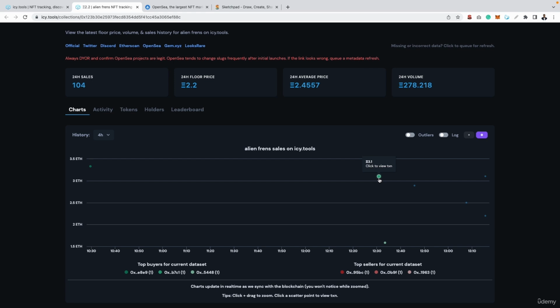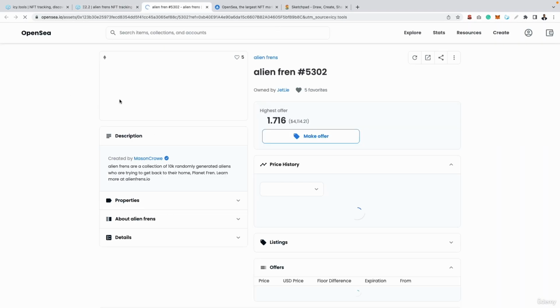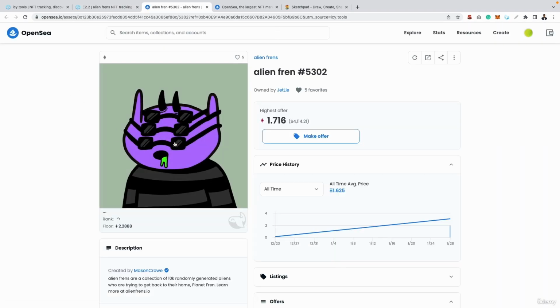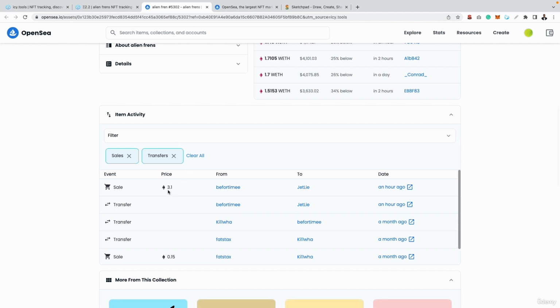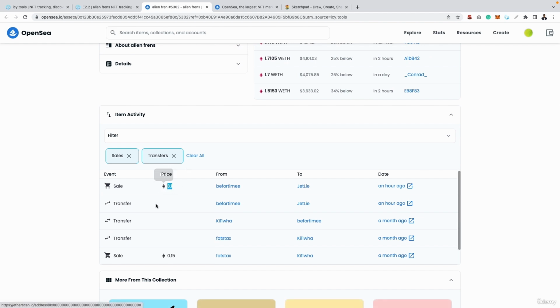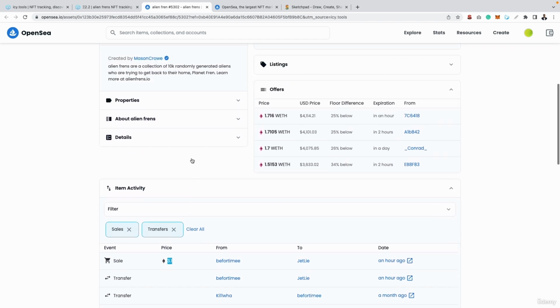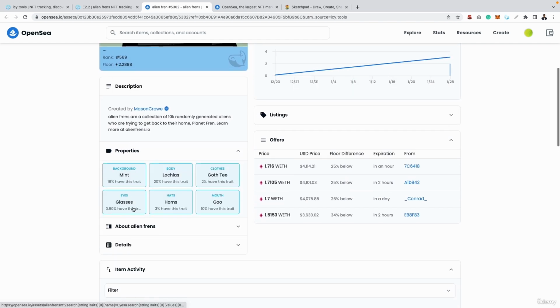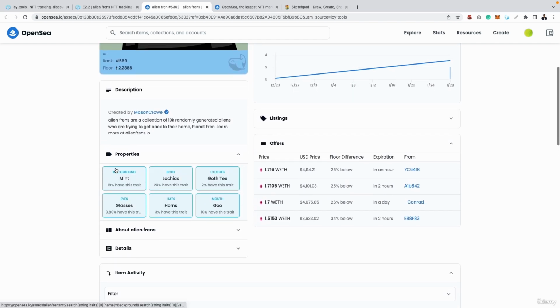So we can see there was a sale for 3.1 ETH, and straight after there was a sale for 1.584. So why was this sale so much more than that? What made this person spend more money? What we can do is simply give that a click. It will then open up the page on OpenSea. We can scroll down just to confirm, yep, it sold for 3.1. This is the transaction which is being pulled into IT Tools. So what I want to do is scroll up and go to the properties. I want to figure out why this one has sold for so much money.